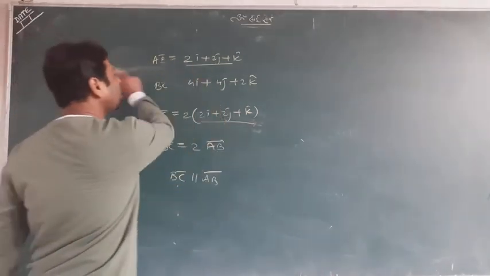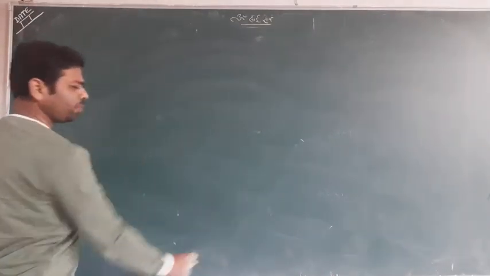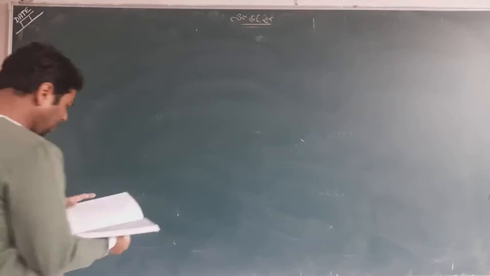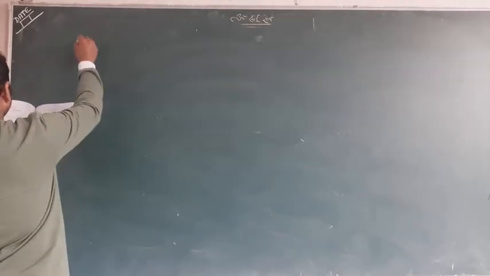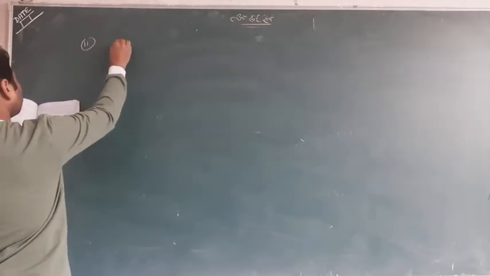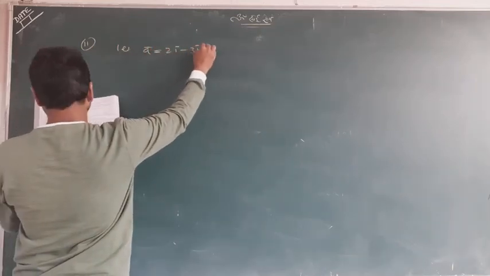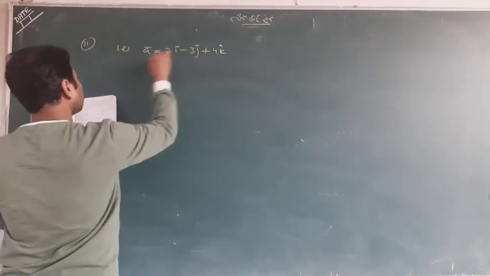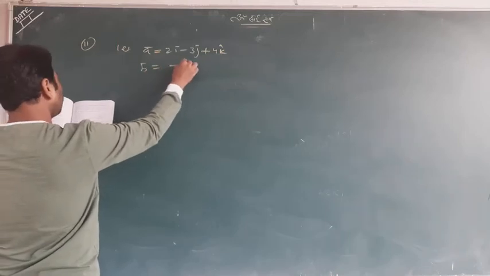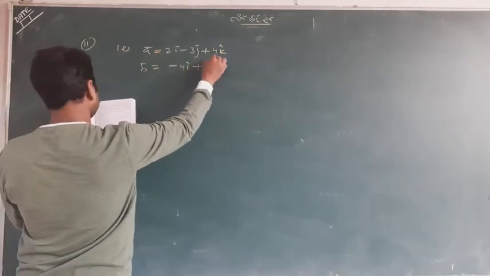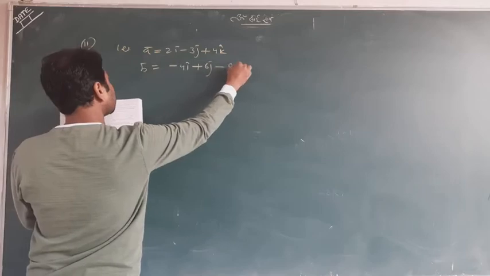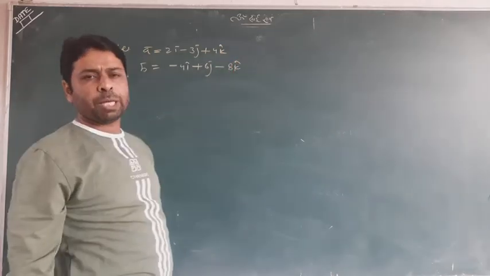So, in the current question, let me speak about the thing. Question number 11: let A be equal to 2i minus 3j plus 4k and B equal to minus 4i plus 6j minus 8k, and we have to show A and B are parallel.